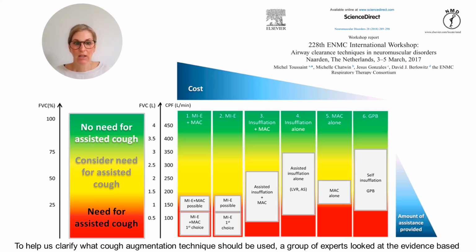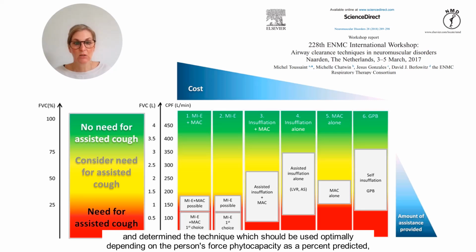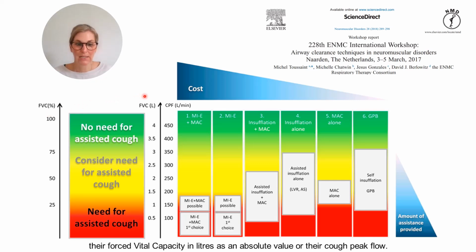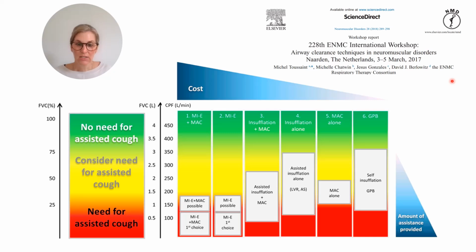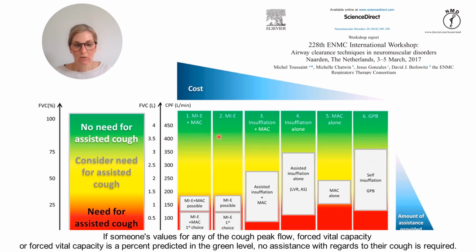To help us clarify what cough augmentation technique should be used, a group of experts looked at the evidence base and determined the technique which should be used optimally depending on the person's forced vital capacity as a percent predicted, their forced vital capacity in litres as an absolute value, or their cough peak flow. You can see here that for different techniques there may be a large range. If someone's values for any of the cough peak flow, forced vital capacity or forced vital capacity as a percent predicted are in the green level, no assistance with regards to their cough is required.